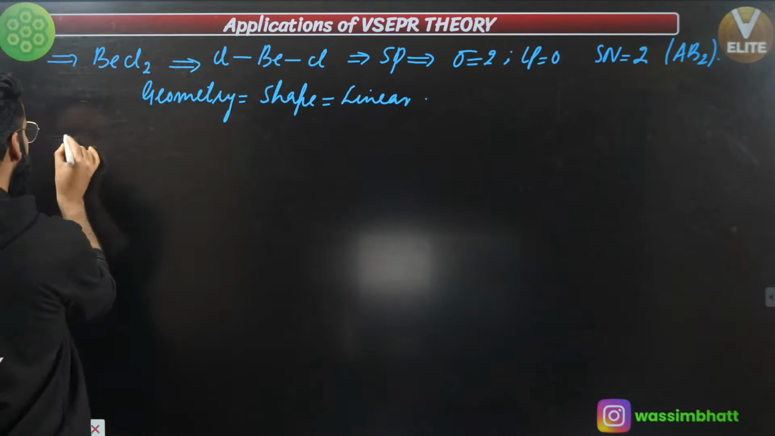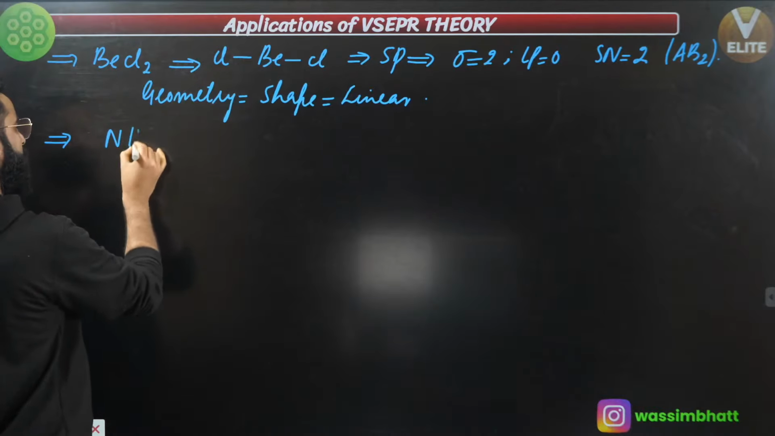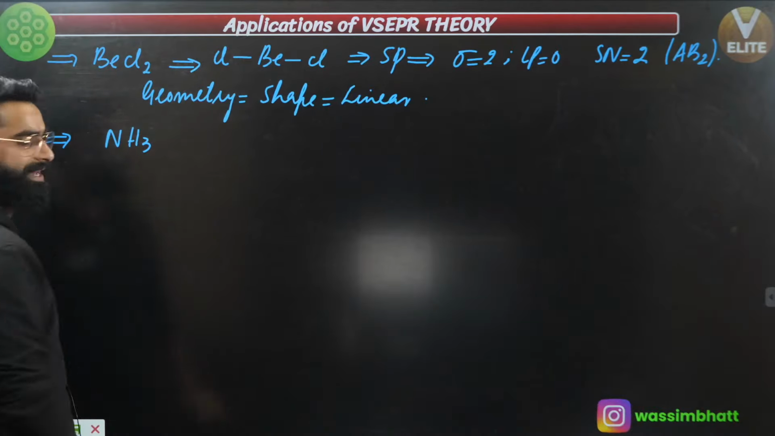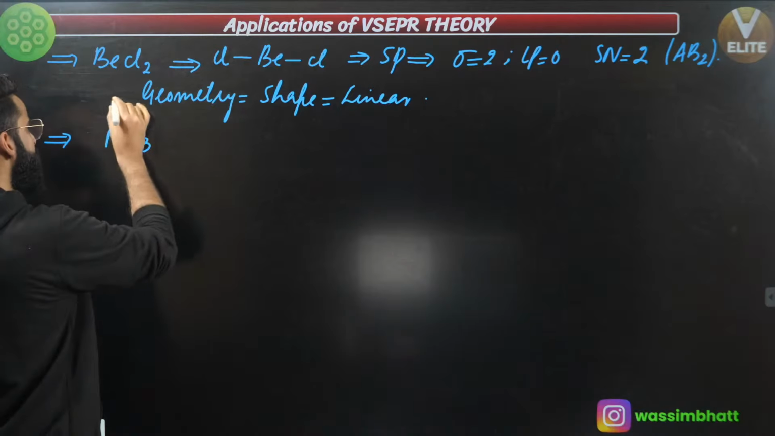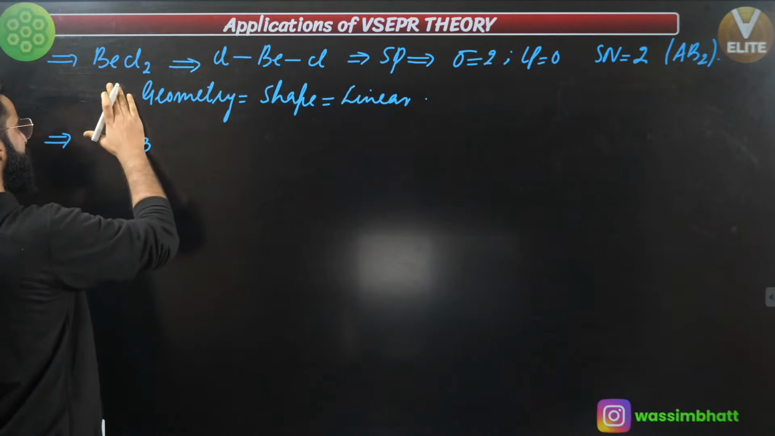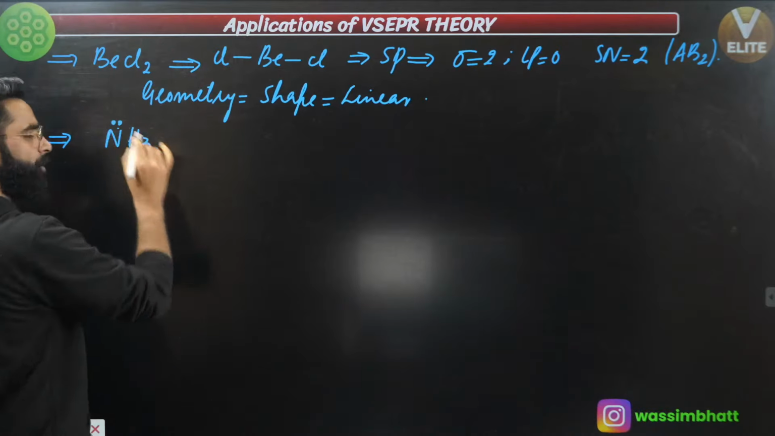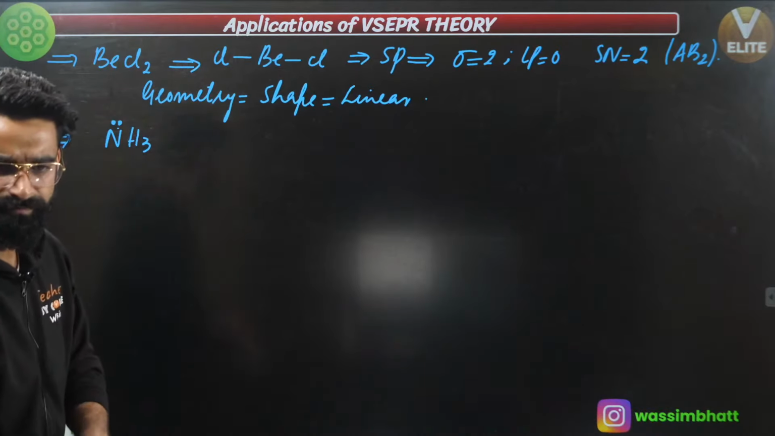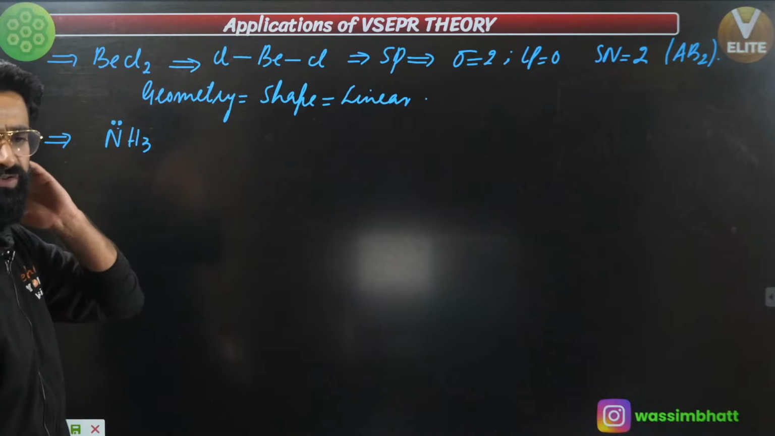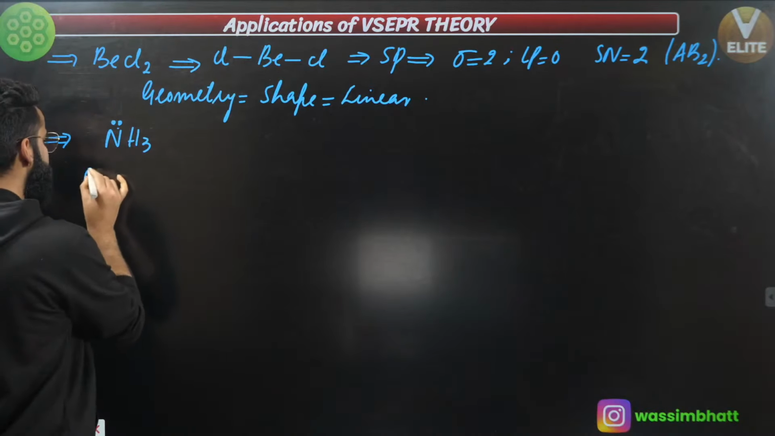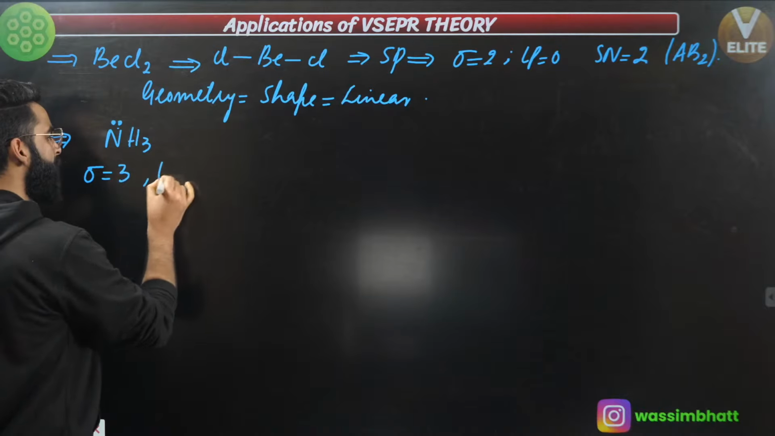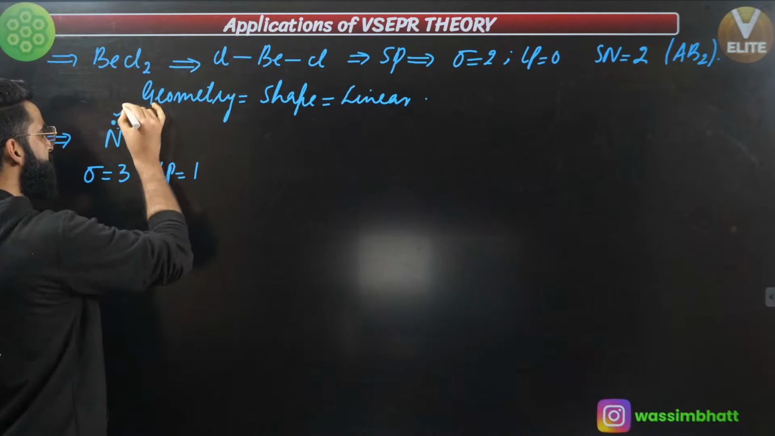For example, I've got the molecule NH3. As you all must know, nitrogen has one lone pair. I showed you in the last session how we calculate bond pairs and lone pairs. I hope you remember that. Let's say I've got NH3. First of all, how many sigma bonds do we have here? 3. How many lone pairs? We have one lone pair on nitrogen.